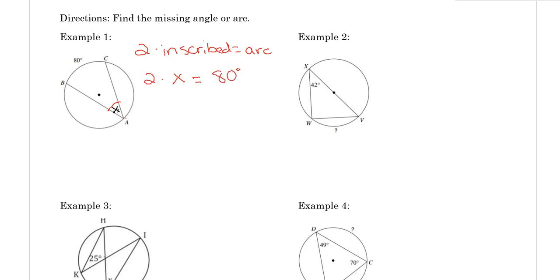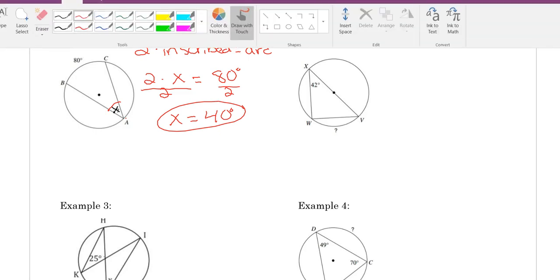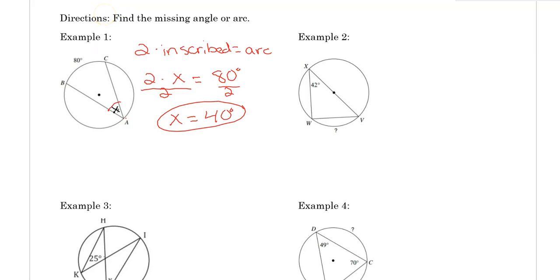Now I'm just solving this. X is being multiplied by something, so I'm just dividing. Okay? So it's simply one more step than what we were doing with our basic central angles. Okay? Let's look at example 2. Same thing, same relationship, 2 times inscribed equals the arc. I'm solving for this here.